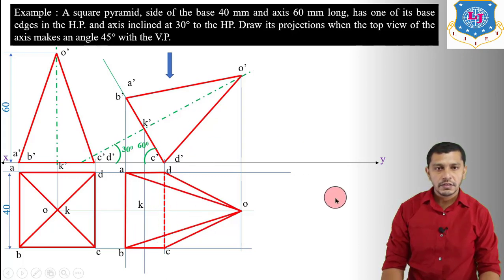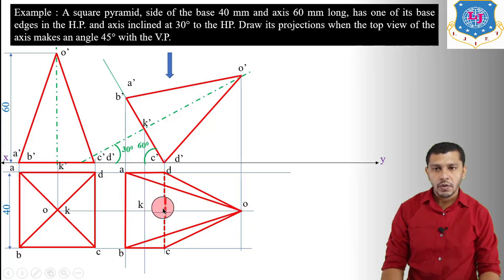Now we will draw the third stage, in which we will apply the condition of the square pyramid with the vertical plane. So the condition with the vertical plane is given over here. Draw its projection when the top view of the axis makes an angle of 45 degree to the vertical plane. So here OK will be the top view of the axis.